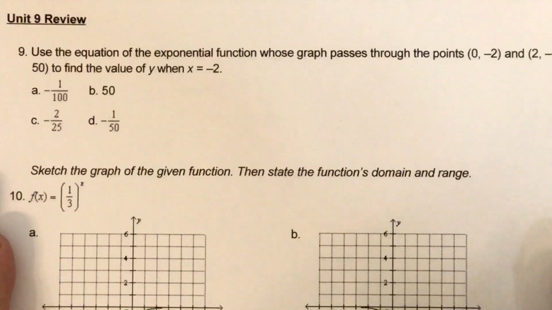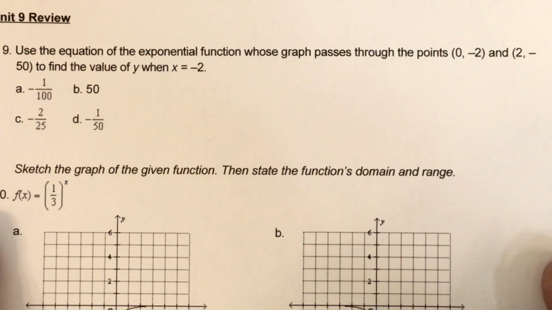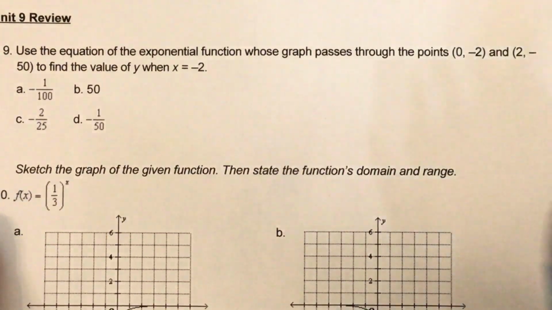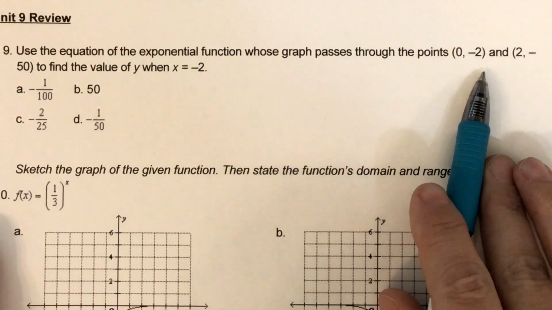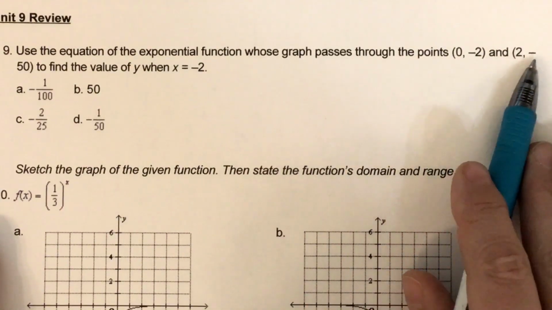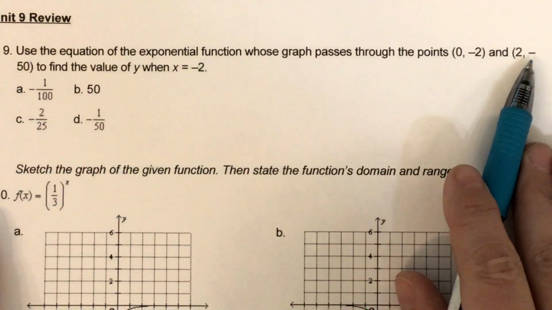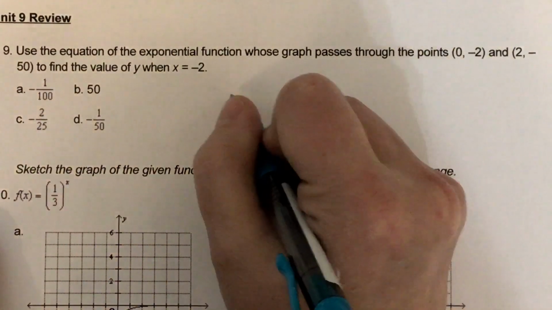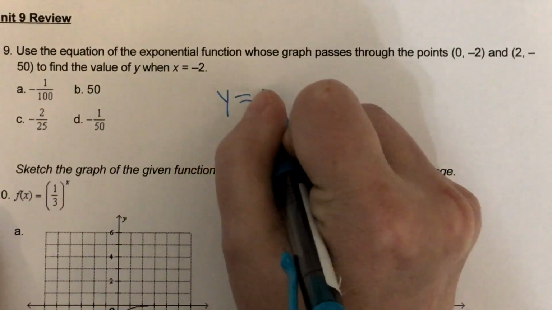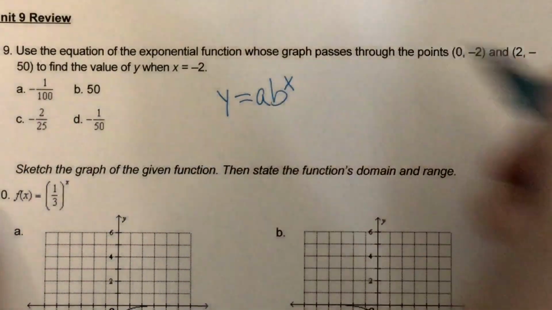Moving on. All right, number 9. All right, use the equation of the exponential function whose graph passes through the points 0, -2, and 2, -50 to find the value of y when x is -2. Okay, so we are going to use this equation right here.